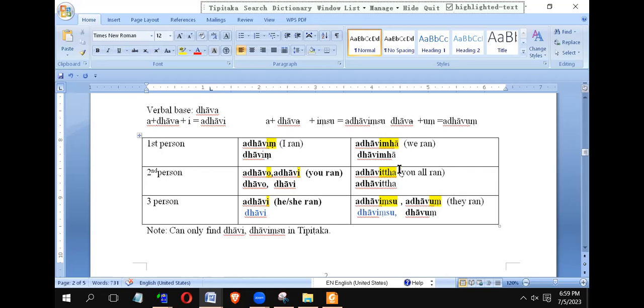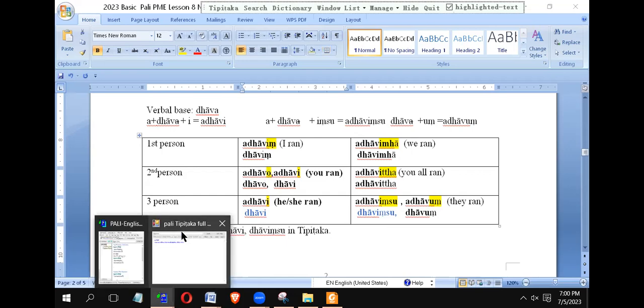Okay, so adawinsu. If you want to recite, this is the whole thing, but not all will come up. Adawi, dawi. Adawinsu, dawinsu. Adawum, dawum. Second person, possible. Adawo, dawo. Adawi, dawi. All right. So, adawita, dawita. Adawin, dawin. Adawima, dawima. So these all, I'm also not sure whether they are possible to appear or not.